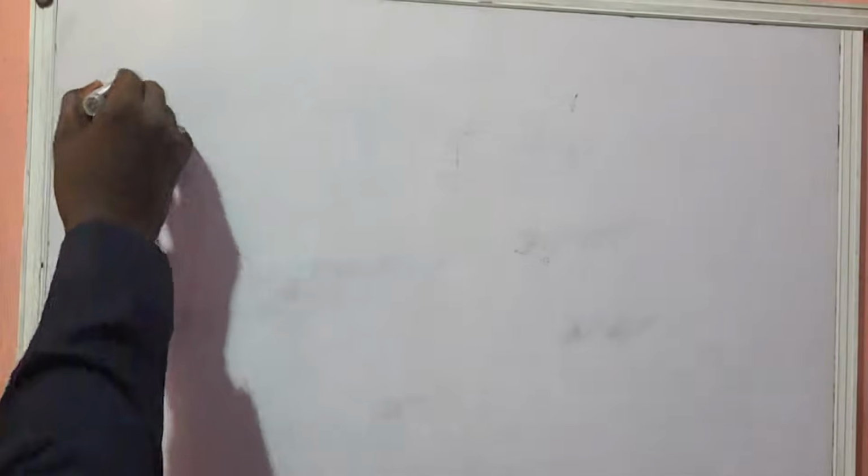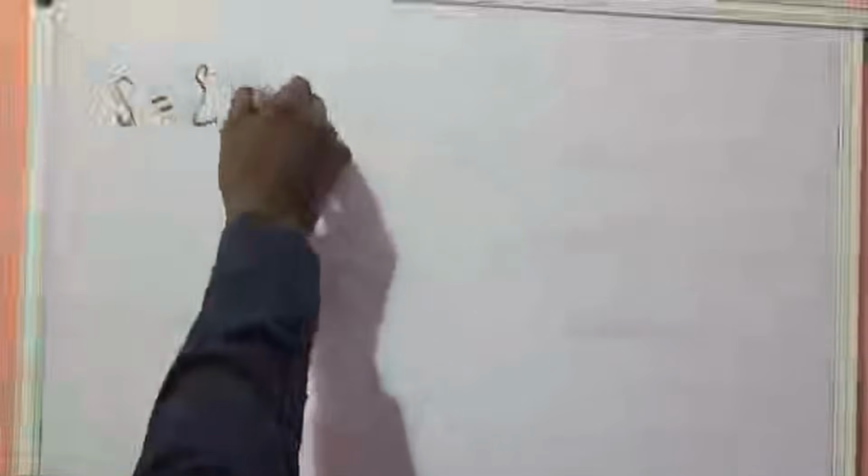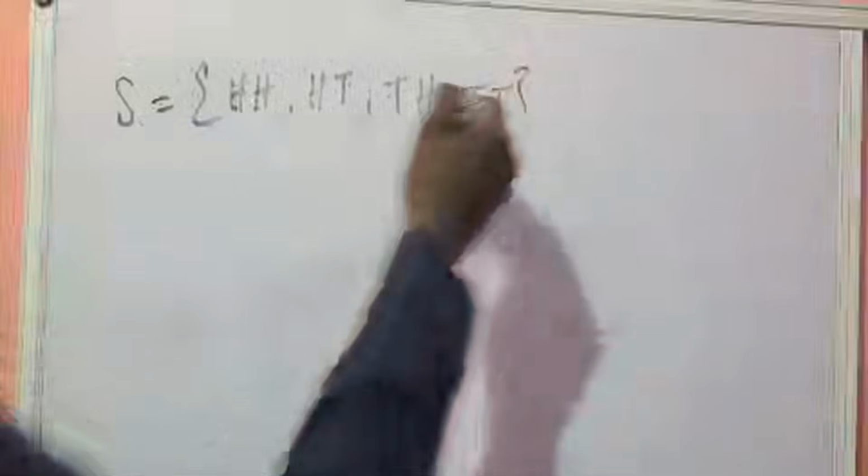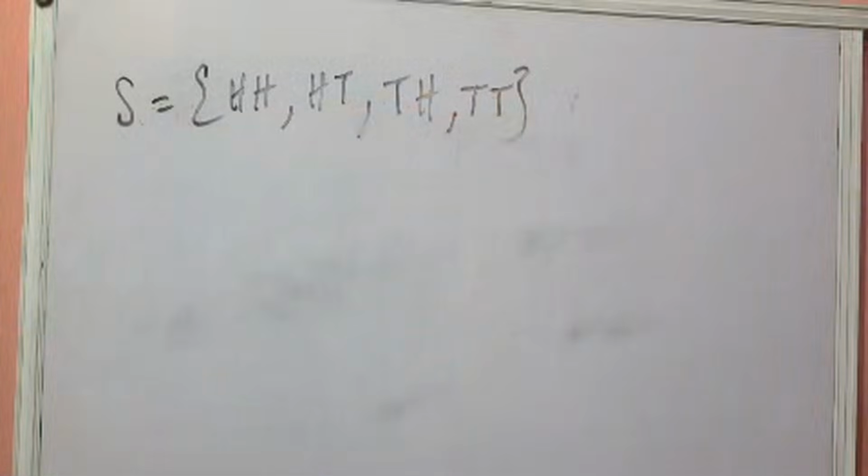Let's deal with tossing of two coins. I'm sure everybody in this class understands that in tossing of two coins, the sample space is obviously going to be head head, head tail, tail head, and tail tail. Now, let's run this using random variables.